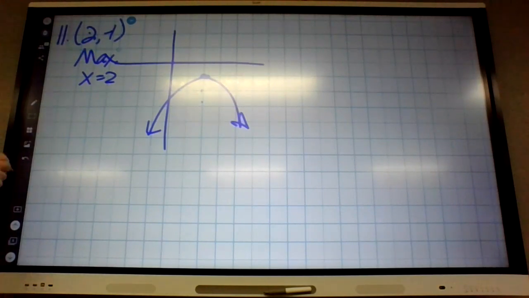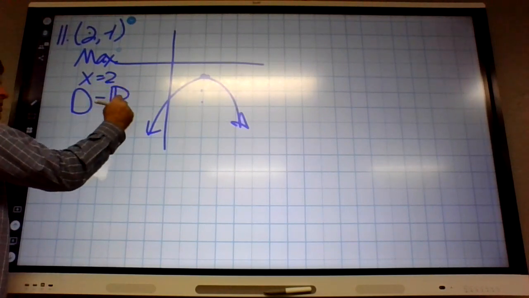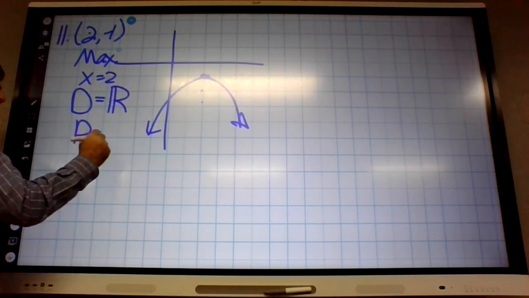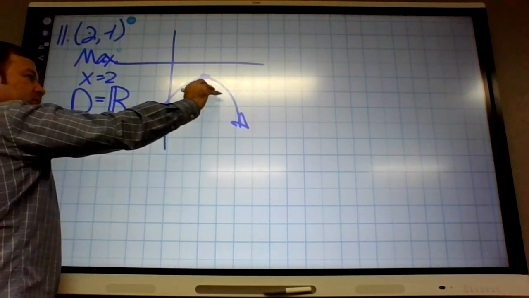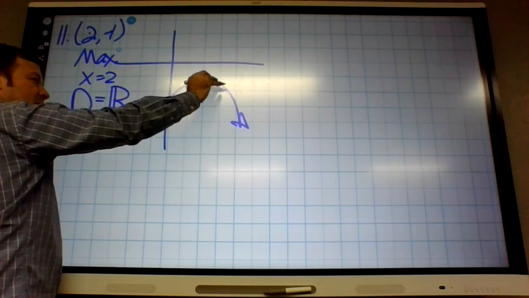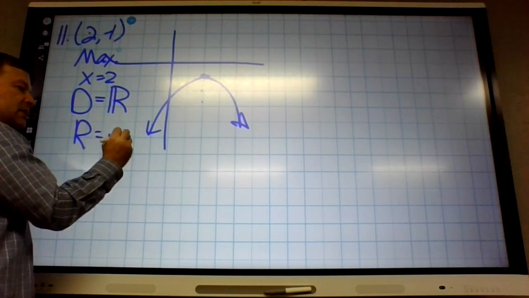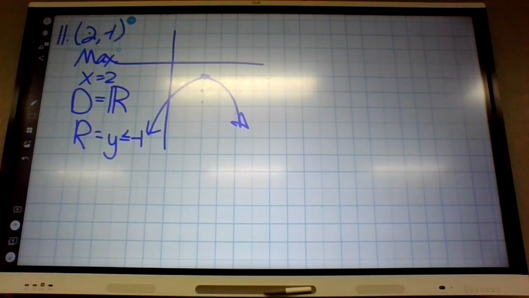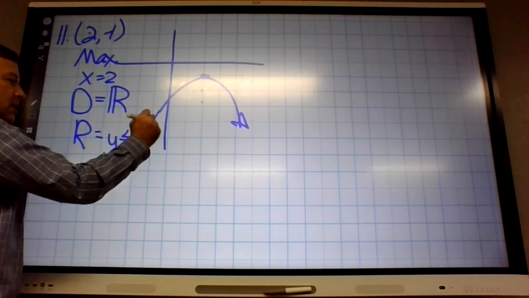What is the domain? All real numbers every time. What's the range? The highest y value is what? -1. All the y values below that are also included. So y is less than or equal to -1. That doesn't look quite right. That ain't right.